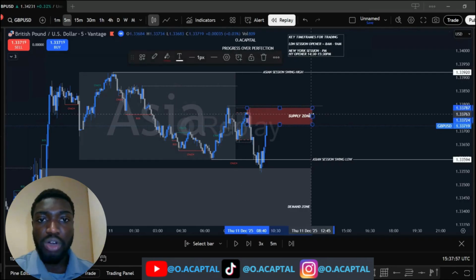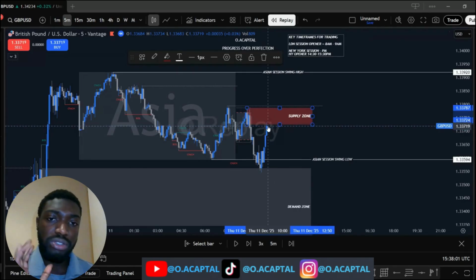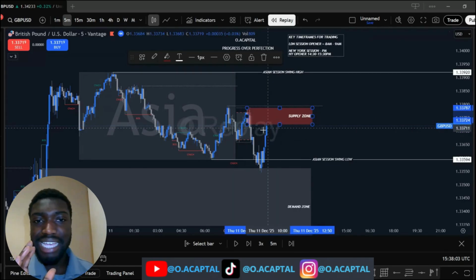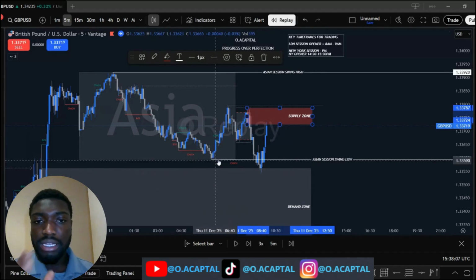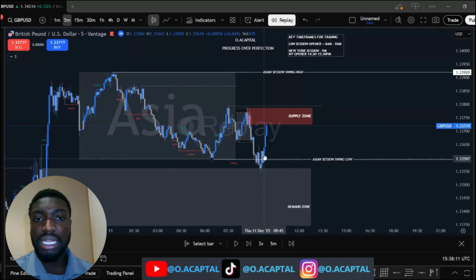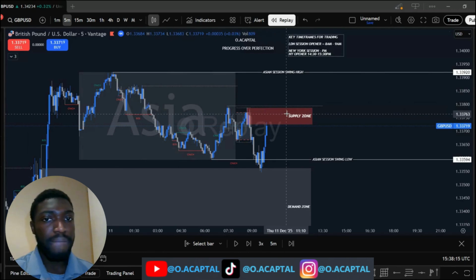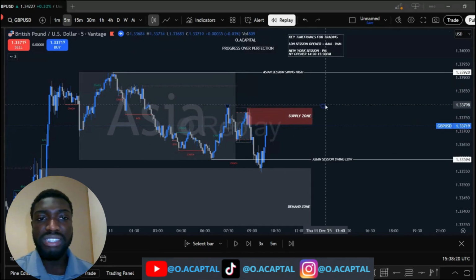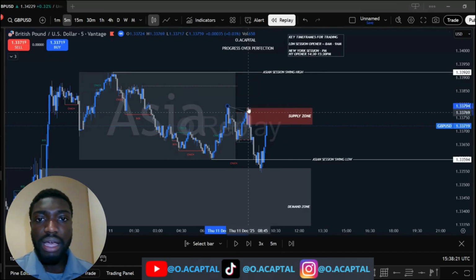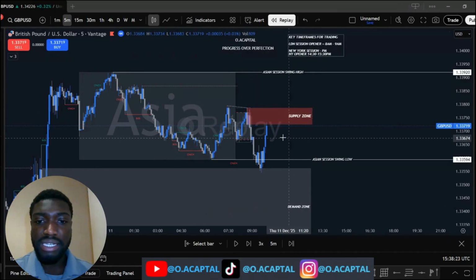So again, because I knew this, I knew not to take any sales in this area, because first, price has respected this demand zone. The Asian low has been swept, which is another confirmation that more than likely price will reverse to take out the highs here. So therefore, this area will definitely not be favorable for me if I was to take any sales. And without further ado, let's see what price did in this area.